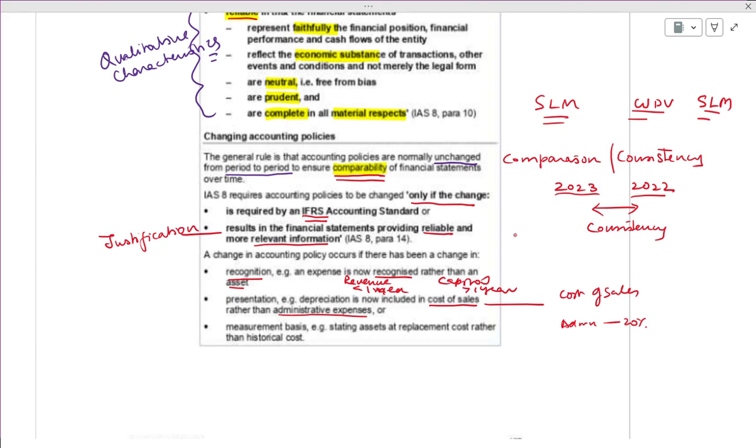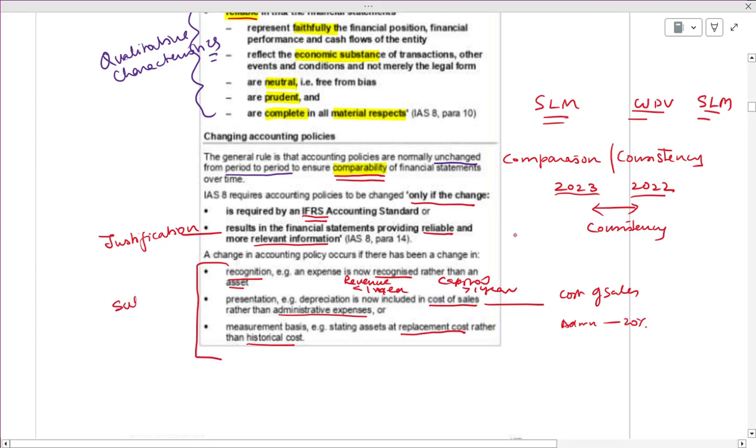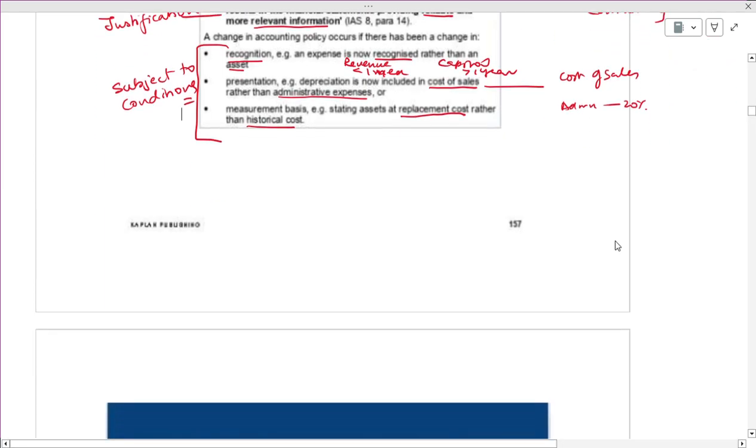Measurement basis: stating assets at replacement cost rather than historical cost. If there is any change, we are using replacement cost instead of historical cost, we can do that. It means you can have the flexibility, but the flexibility will be subject to conditions. Fine. Then only we can do.